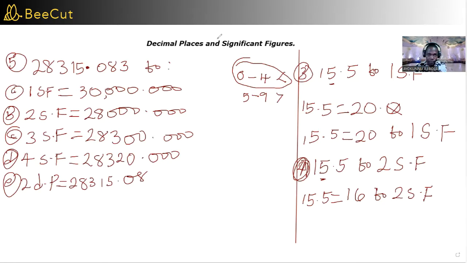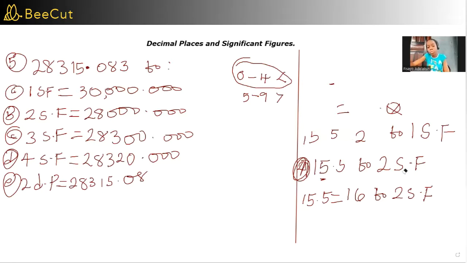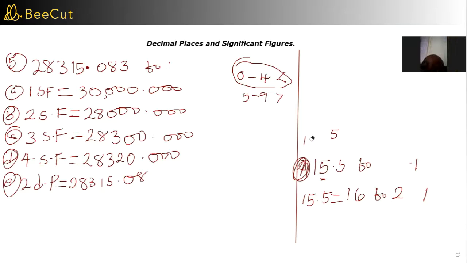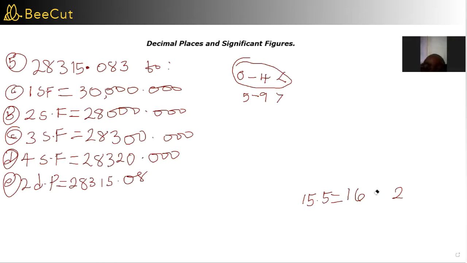More examples. Explain this part. Ngozi, what do you say? Okay. So, let's rule the line to demarcate this.